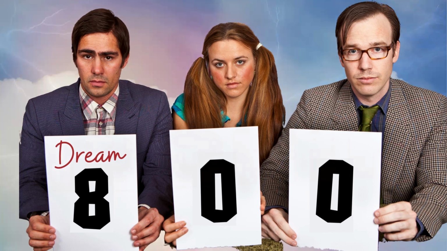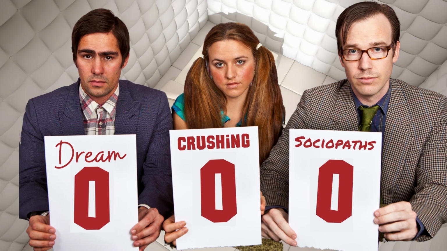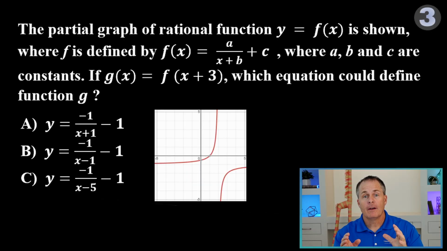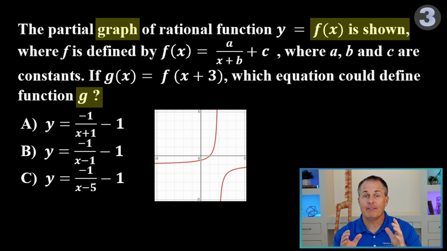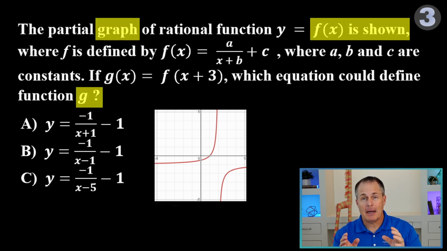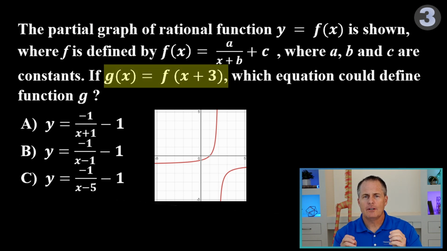The dream crushing sociopaths at the SAT got a little angry on this problem. First of all, let's deal with the fact that they are showing us f of x, but asking about g of x. Which way do we need to translate this graph if it says f of x plus 3?